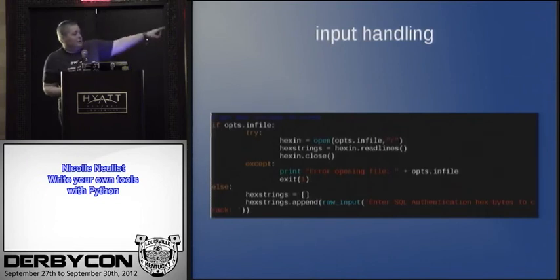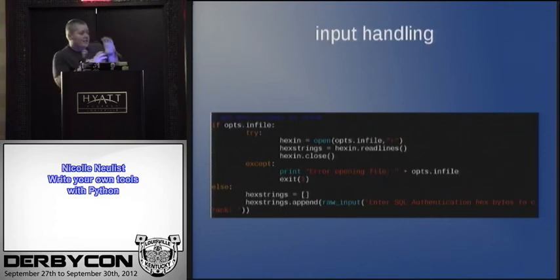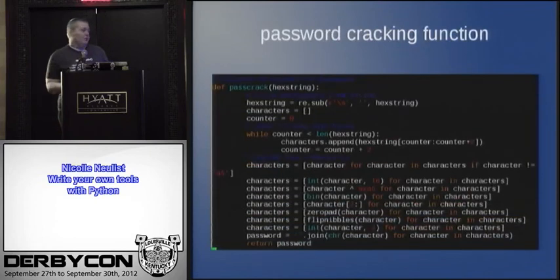If there was no input file defined, then I just define hex strings as an empty list and append to it raw input, which is just the user input at the keyboard function, enter SQL authentication hex bytes to crack. The reason that I did it as a list as opposed to just a string is because the way I define my functions later in the code, as you'll see, it iterates through each set of hex in the string to crack the passwords.